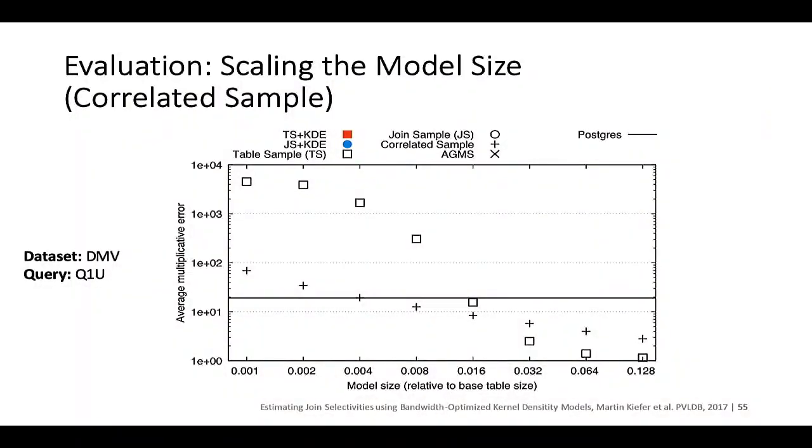Now, the next thing we're going to look at are correlated samples, which is what I mentioned earlier. There we are trying to mitigate this problem of missing join partners by drawing the samples in a correlated fashion. And we see that that is actually better than naive samples in the beginning. However, still not always better than using the independence assumption.